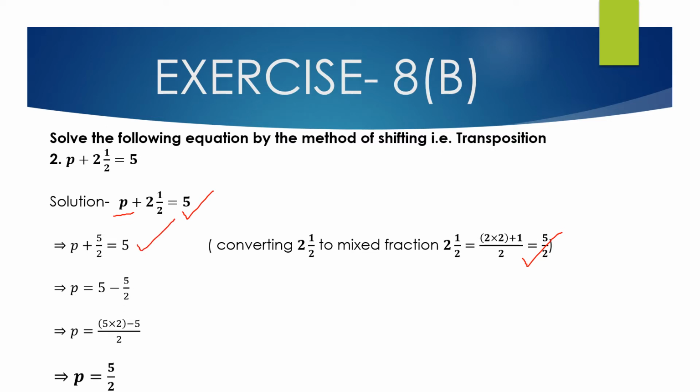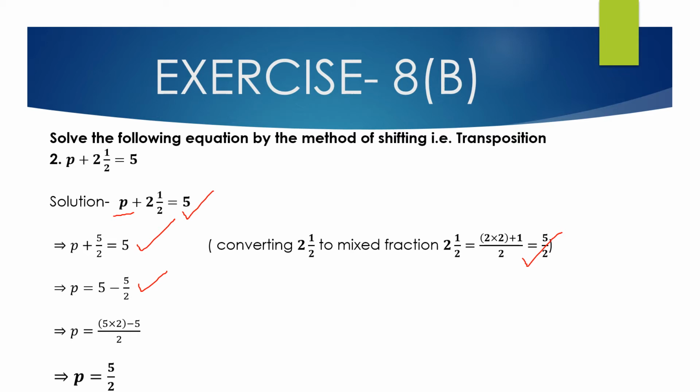Now we get p plus 5 divided by 2 equal to 5. Now 5 by 2 transposed to the right hand side, then plus 5 by 2 will be changed to minus 5 by 2. Then p equal to 5 minus 5 by 2. 5 by 2 transposed to the right hand side, plus 5 by 2 changes to minus 5 by 2. Then p equal to 5 minus 5 by 2.